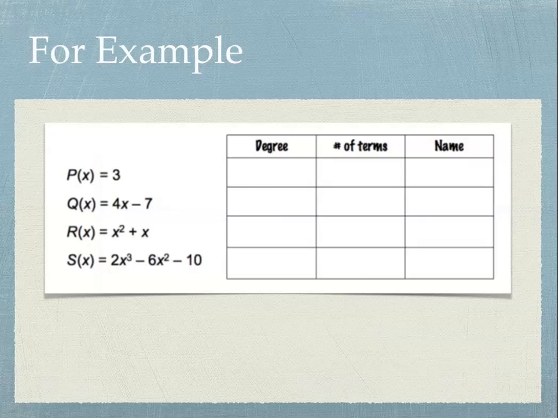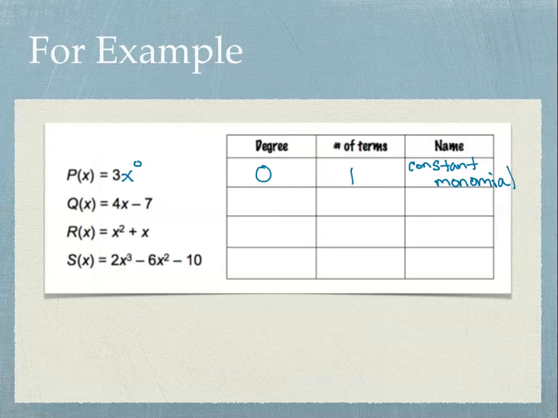Let's look at them. This one, if you have p of x equals 3, there's no x here. So we could say that this is 3 times x to the 0. If there's no x, you would say that that has a degree of 0. It has only 1 term. That 3 is just 1 term. So we would call that a constant monomial. This is degree of 0 and then monomial because it only has 1 term.